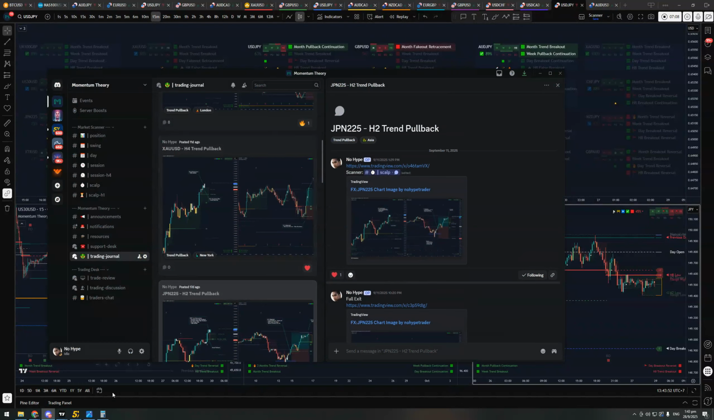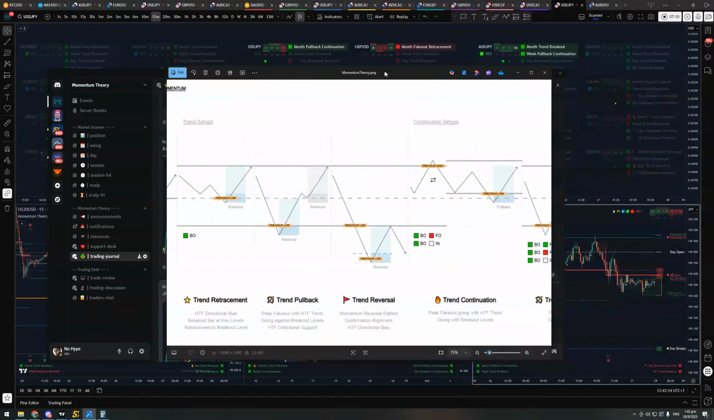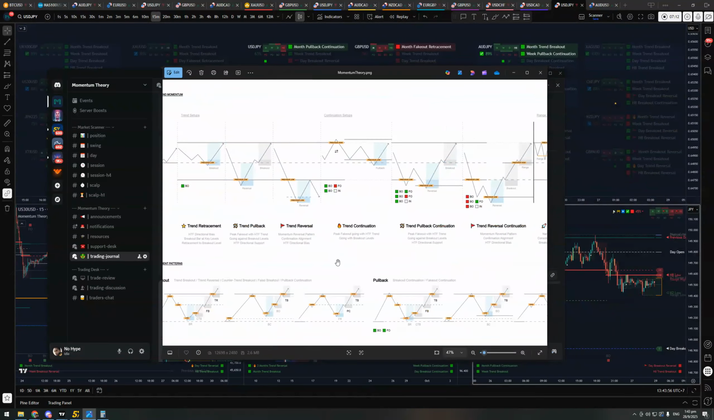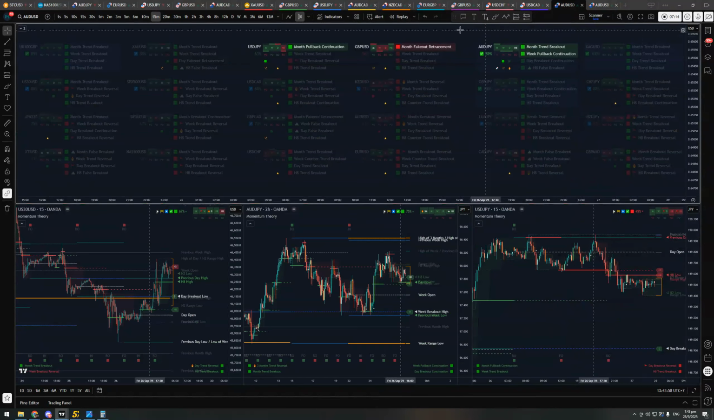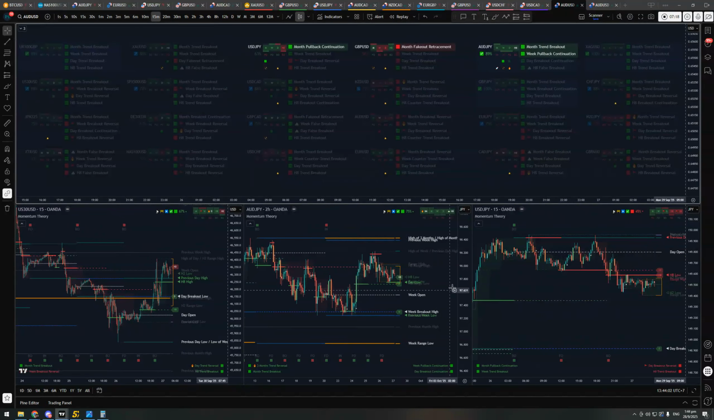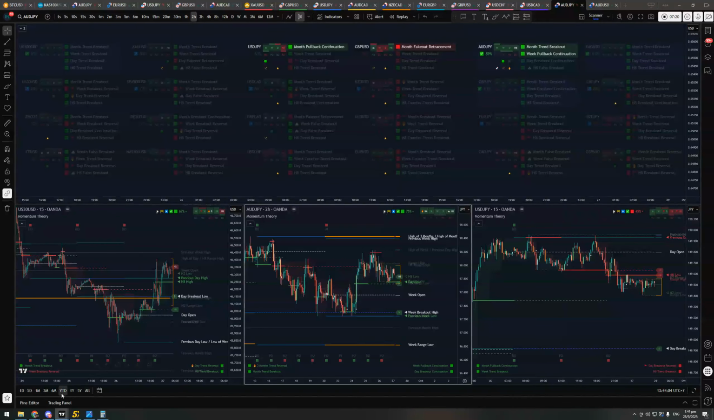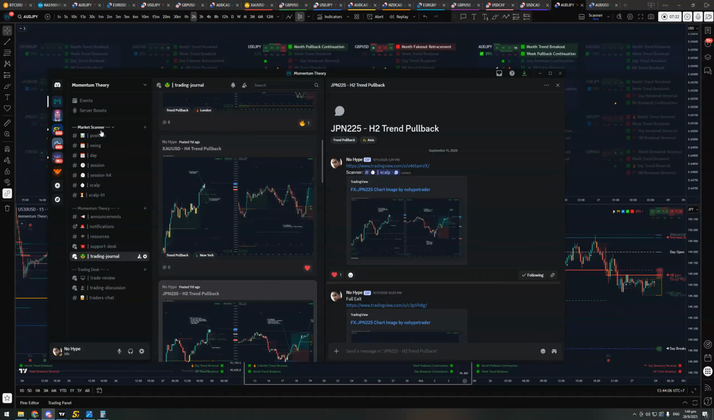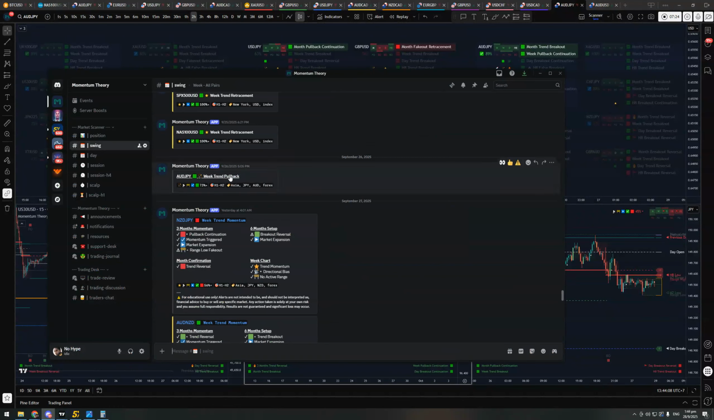My structures are all exactly the same. It's a mechanical process. My setups are completely mechanical, and so having the scanner scan for that structure is really helpful, and it's something that's going to go really well with the Discord alerts in the market scanner section here.